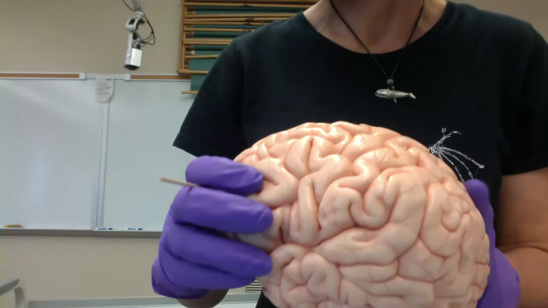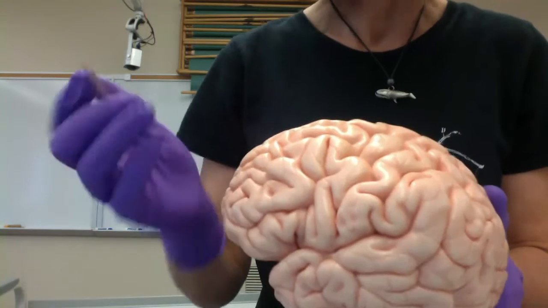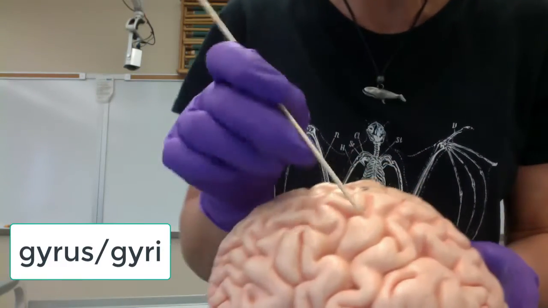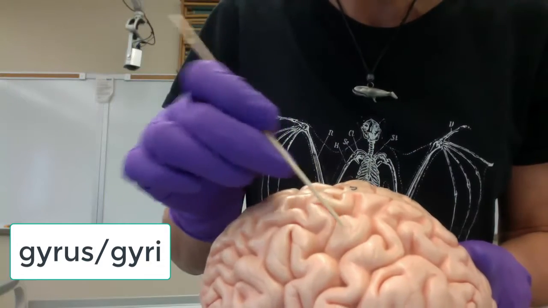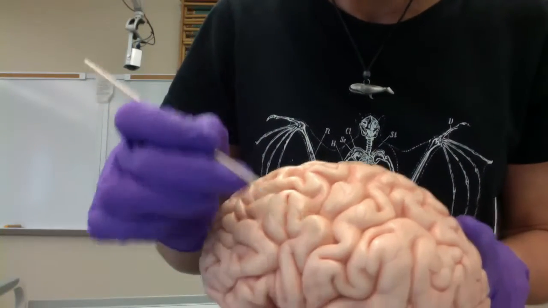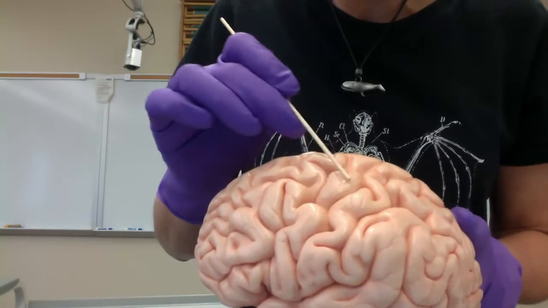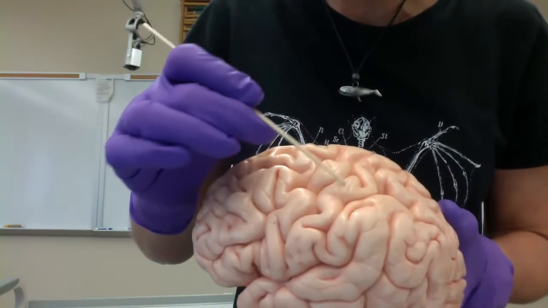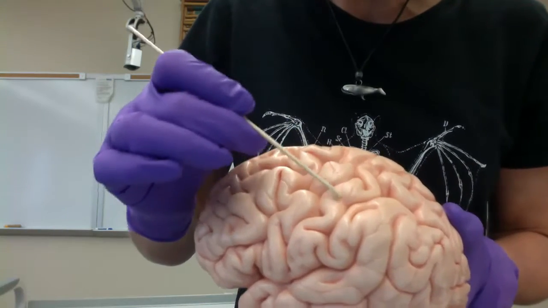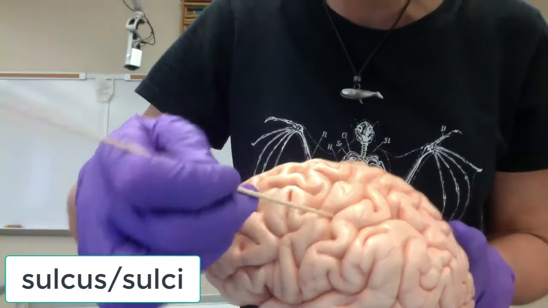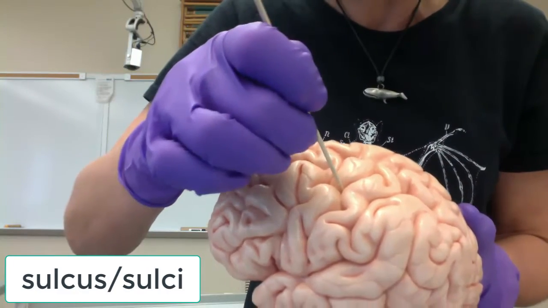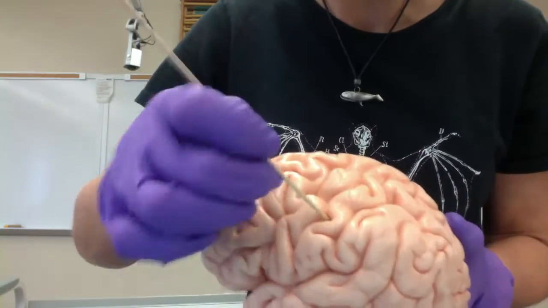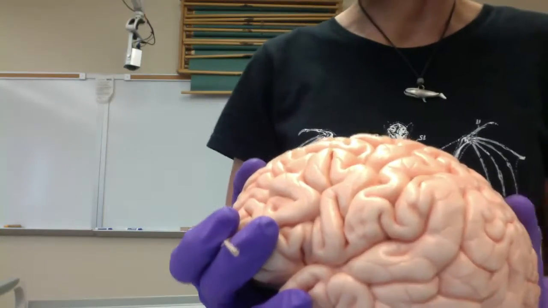So the first structure that you would have to identify is what's called the gyrus. These elevated ridges on the surface of the brain are the gyrus. They're like the hilltops, or we call them gyri as plural. So these are all the gyrus. And then the valleys in between are the sulci, or sulcus for singular. So those are the sulci, the valleys. Hopefully that helps you.